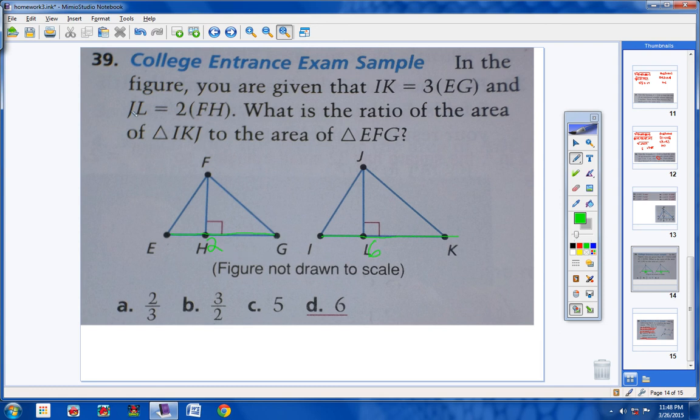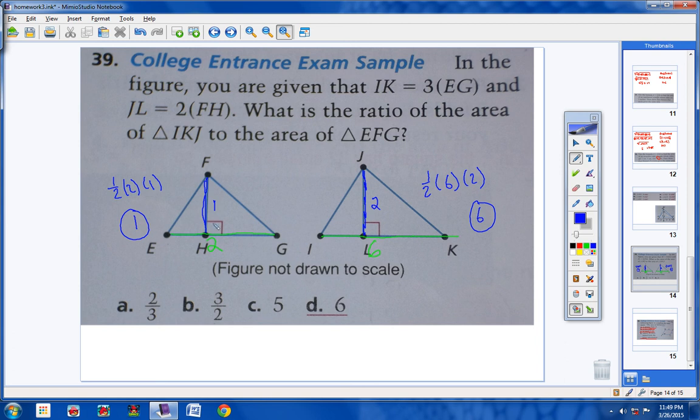Now, JL equals 2 of the FH's, so FH is smaller. It takes 2 of those to equal JL. So let's say FH is 1. So that means JL then would have to be 2. Now find the area of both triangles. This triangle over here would be 1/2 times your base times your height, which would give you 1. So there's your area 1. Now over here, for the area of this triangle, we'd have 1/2 times the base times the height, which would give you 6.